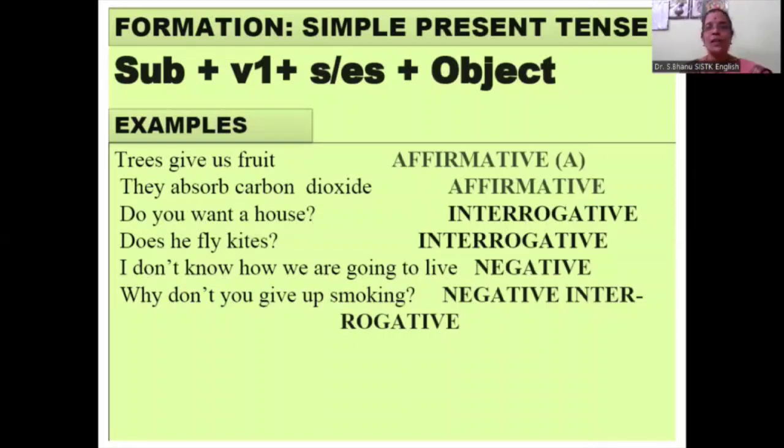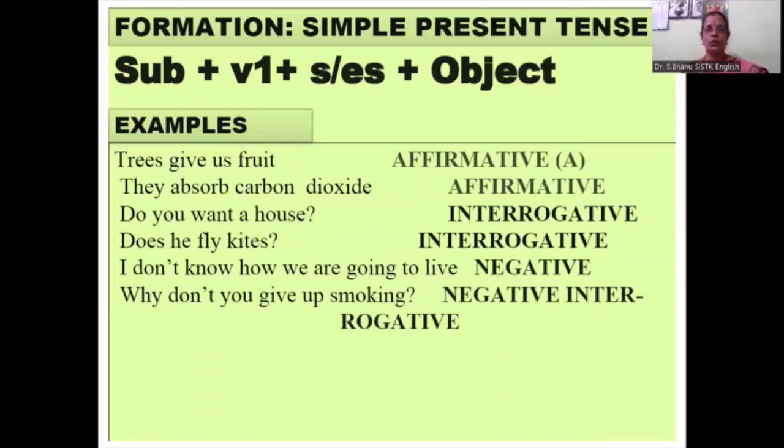Now when you say trees give us fruit, this is an affirmative sentence. What is affirmative? A definite sentence, a true sentence, a positive sentence, what we speak. See, these are all universal truths. They always happen, so it is called an affirmative sentence.